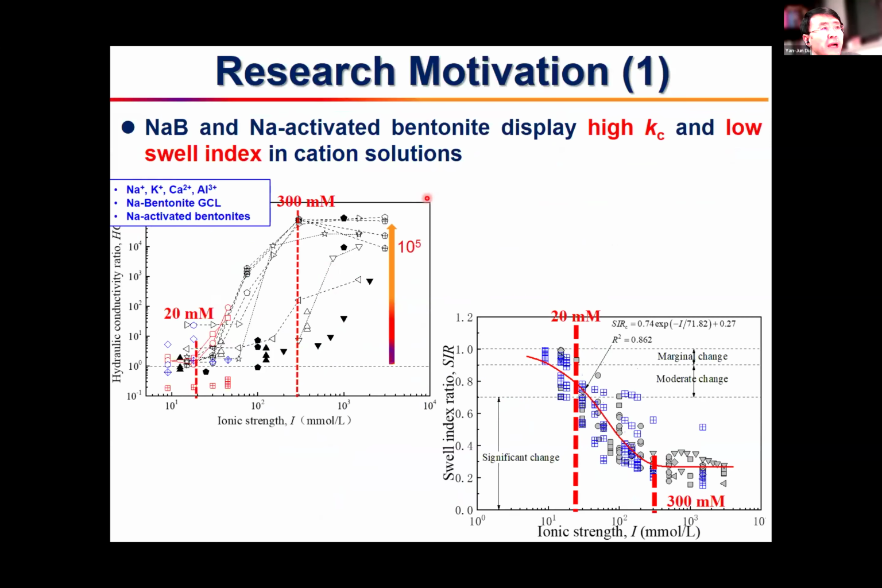My research motivation for the amended bentonite is that sodium bentonite, or sodium activated bentonite, will have higher K and low swell index when exposed to cation solutions, as you can see from the left figure and the right figure.